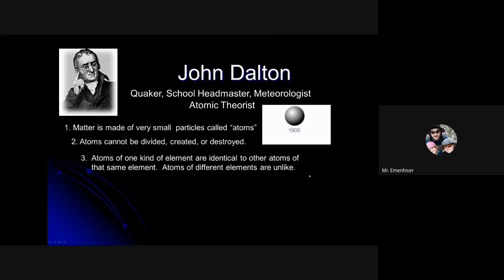So he said a couple of things. Matter is made out of very small particles called atoms. Atoms cannot be divided, created, or destroyed. Atoms of one kind of an element are identical to other atoms of the same element. Atoms of different elements are unlike.